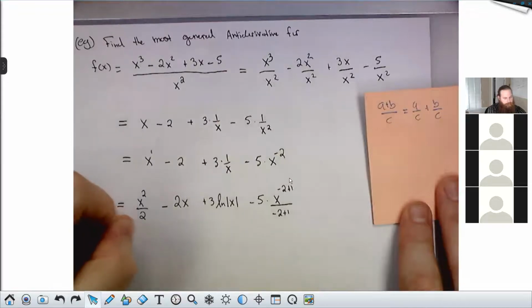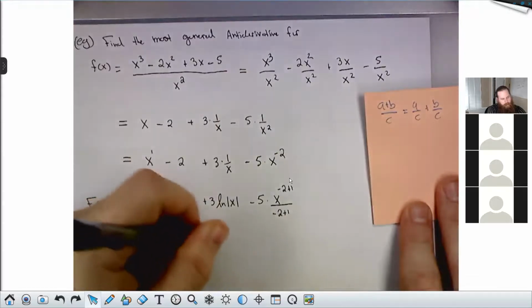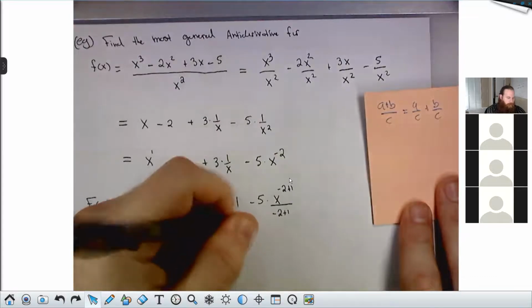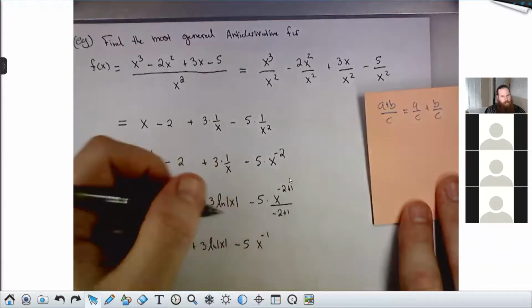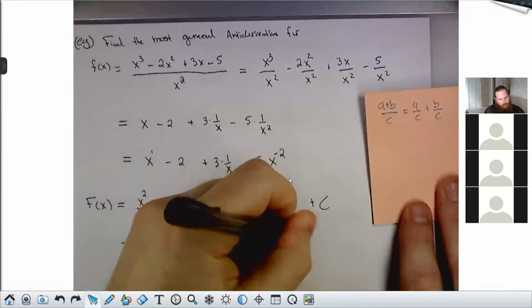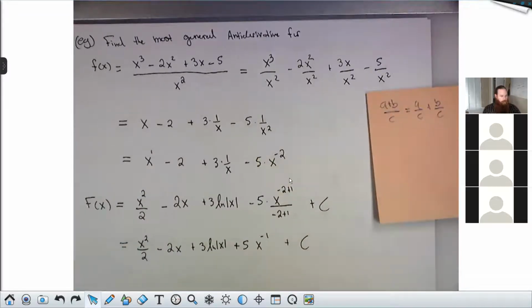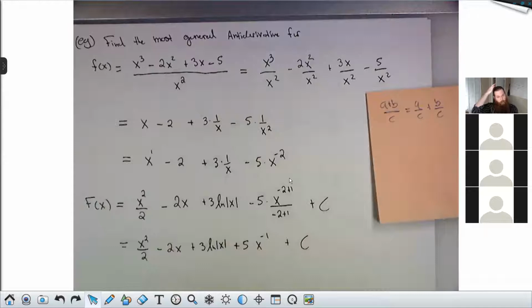So what do we get? x squared over 2 minus 2x plus 3 ln absolute value x minus 5 times, this is negative 1, so x to the negative 1, and then I'm dividing by negative 1, which will change this minus to a plus. And really I should have my plus c. So here is your most general antiderivative for this function. And we never would have had a chance of getting there unless our first step was to split the thing up like this. I want to emphasize that you cannot take the antiderivative of the top and bottom separately. That doesn't work, just like it doesn't work for regular derivatives.